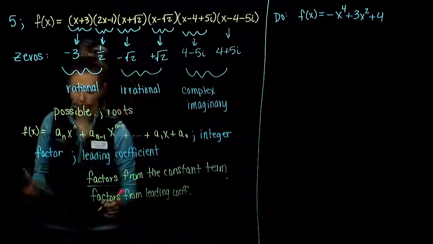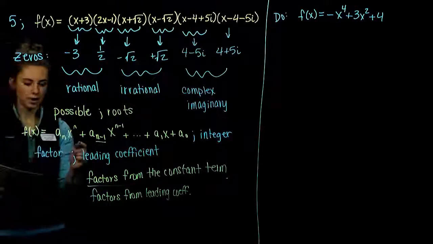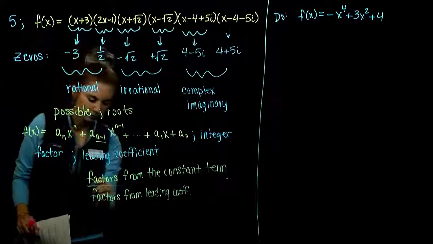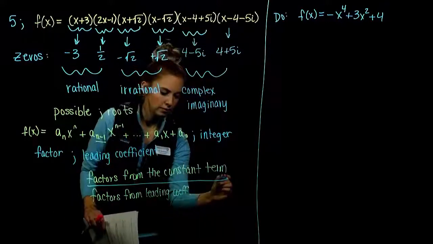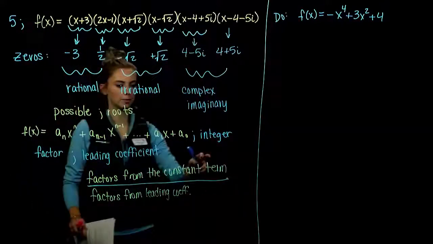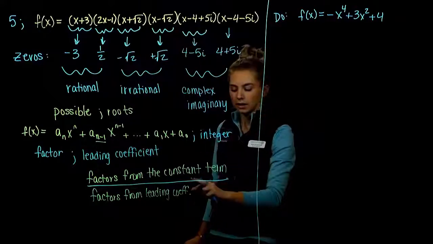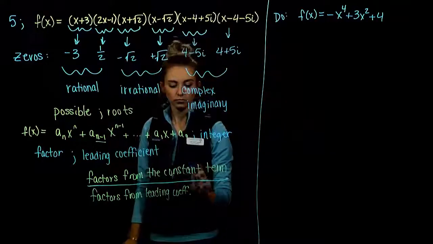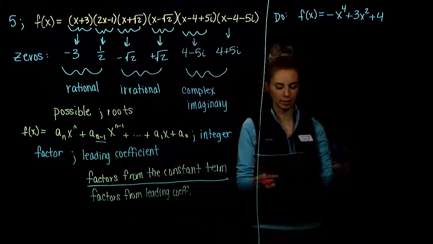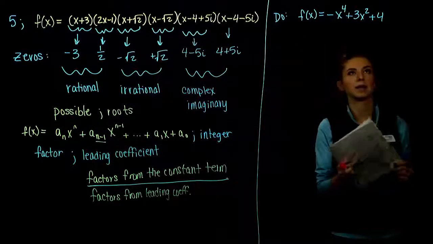So we have a polynomial in that descending order. Our possible rational zeros are coming from that ratio. We care about the term on the end, the constant, and the thing on the front, its coefficient. All right, so it seems kind of cryptic. We'll do an example, and it will make sense.